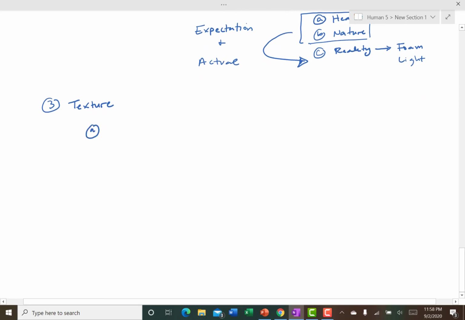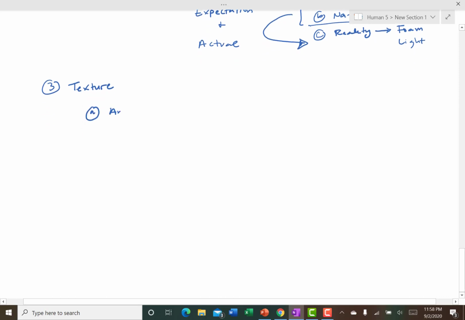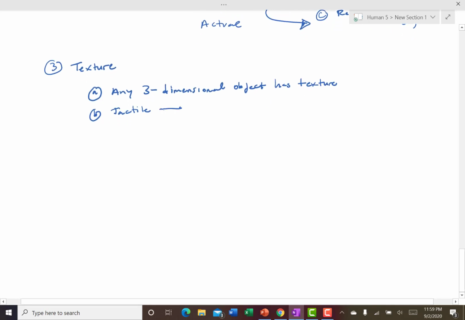Texture in terms of definition, right? Any three-dimensional object can be touched. It's tactile sense. So any three-dimensional object has texture. It's that tactile component. And the tactile is connected to the sense or sensation, let's say, that we experience with those materials.